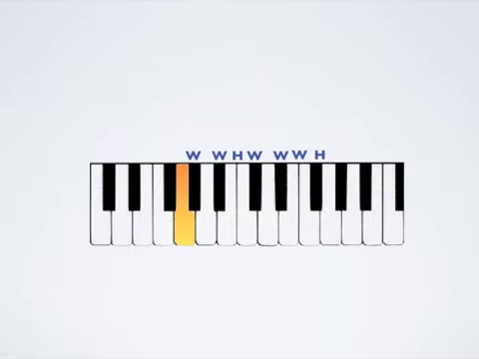From G to A is a whole step. A to B is whole, then B to C is half, then whole, whole. Now here we need a whole step and we're in trouble, because E to F, we already said, is a half step. So in order to keep our pattern, we'll have to turn that F into an F sharp. And after we add that sharp, the pattern works again.